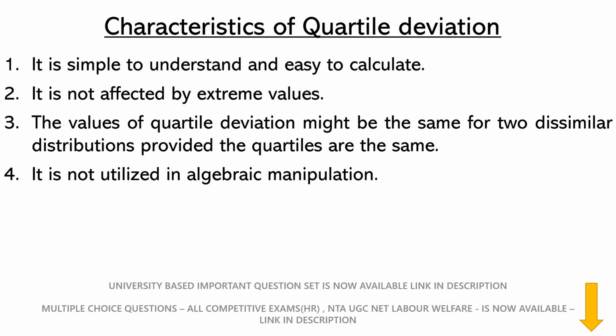As usual, it is very simple, easy to understand, and also easy to calculate. It is also not affected by outliers, that is, extreme values will not affect quartile deviation. If some dissimilar distributions are provided, the value of quartile deviation might be the same, provided the quartiles are also the same. It is also not utilized in any kind of algebraic manipulation. So these are the theory portions. Just go through them. It is just for your understanding, nothing of much importance. If you want to skip, no problem.